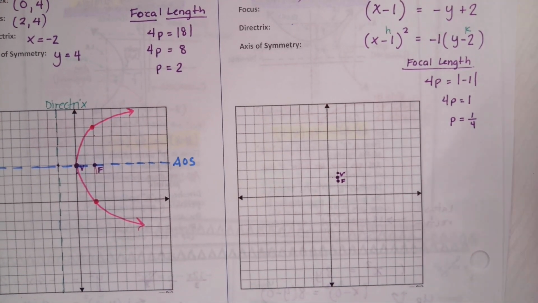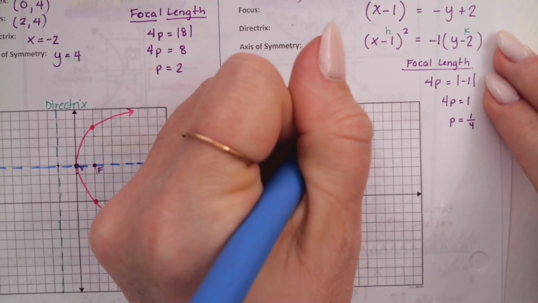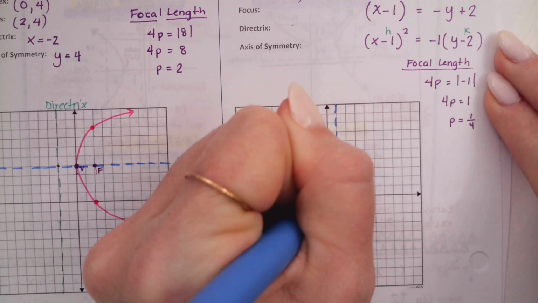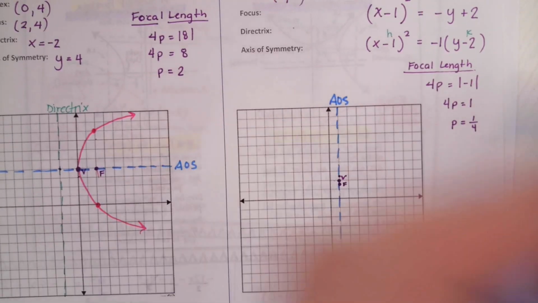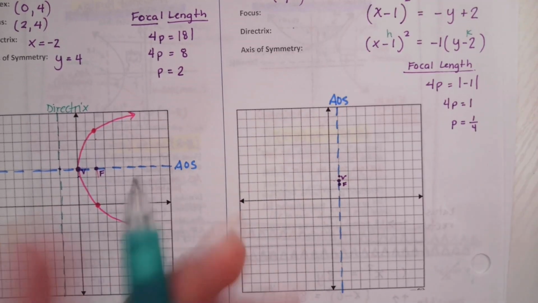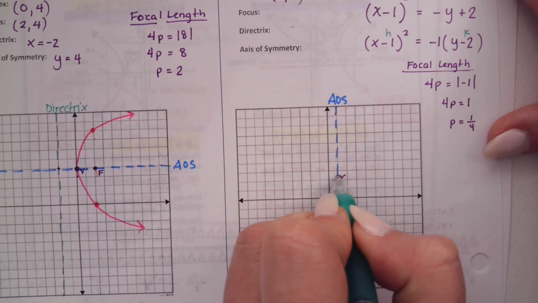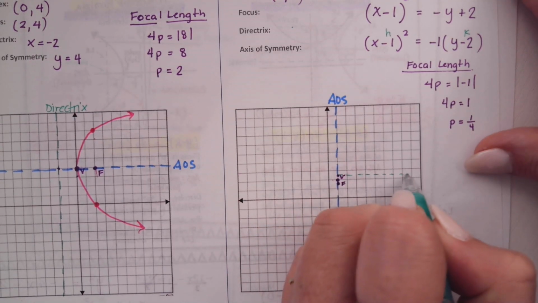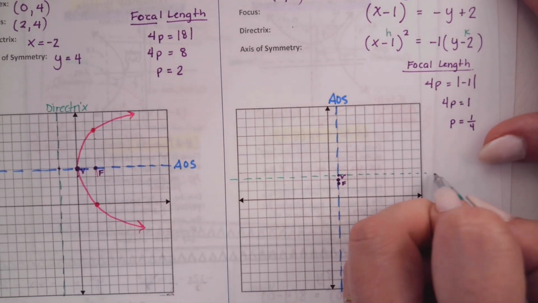The axis of symmetry is going to cut down the middle of that vertex and focus. The directrix will then be perpendicular to that axis of symmetry. So the directrix is right here. Hard to graph a 4th. I should have adjusted the scale.